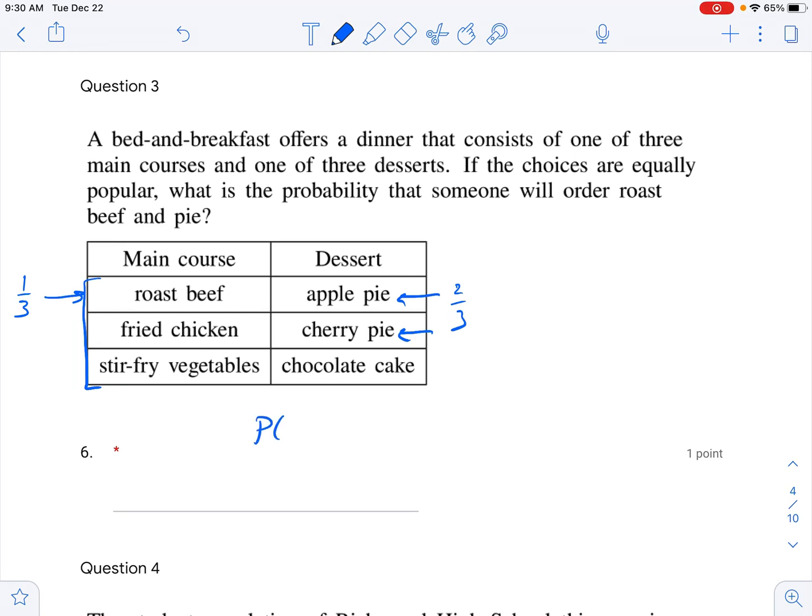And so the probability, I'll notate it like this: roast beef and pie will be given by the product 1/3 times 2/3, which is 2/9 probability. Okay, or if you punch that in, 0.222 repeating is fine as well. Okay, but there you have it.